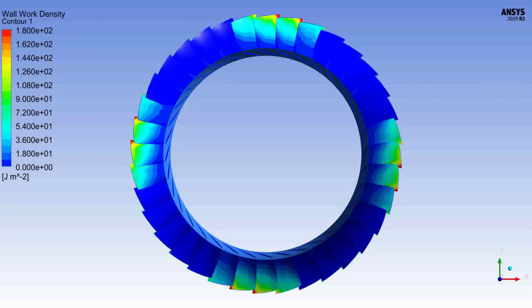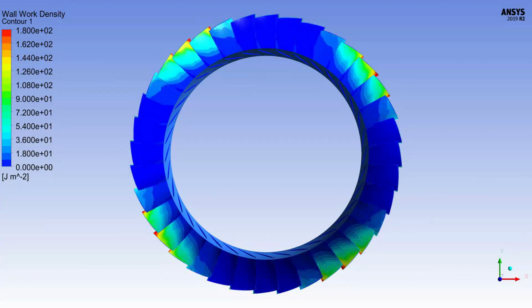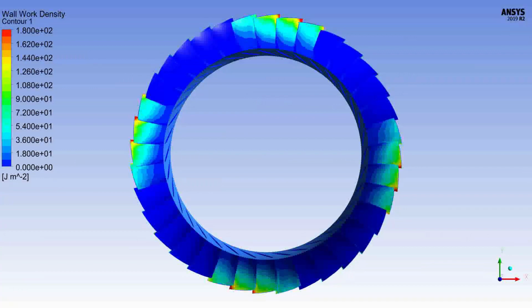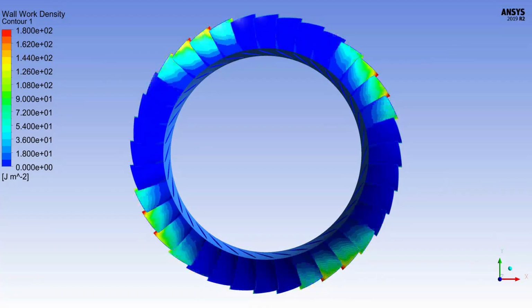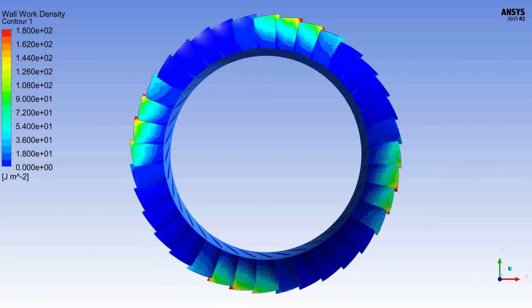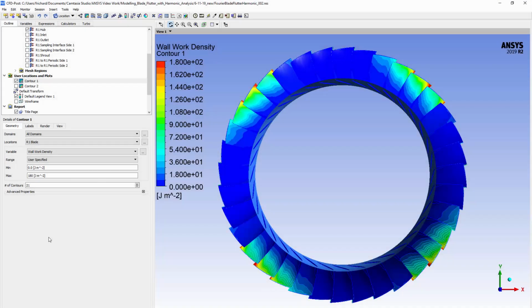As we can see, the harmonic balance transient method successfully describes the rotor's blade flutter at a fraction of the computational cost required for the time integration method. This concludes this demonstration showing you how to use harmonic analysis to describe the blade flutter of a compression rotor.